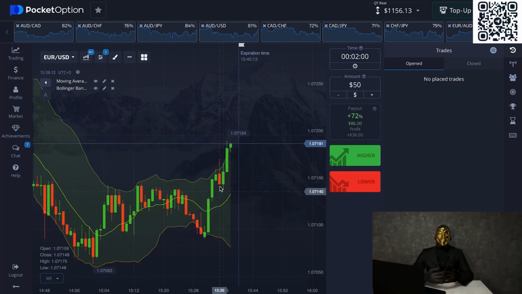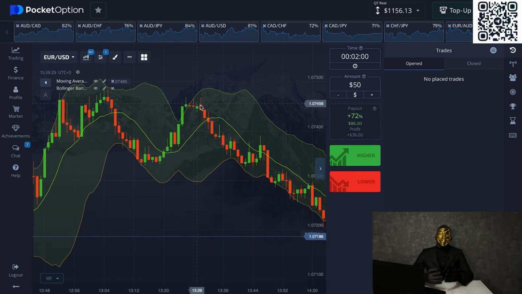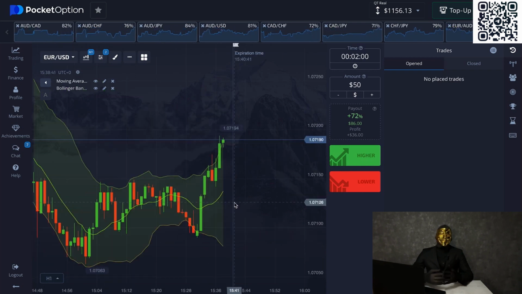The same thing is on the contrary: when the price moves from the upper border of the Bollinger Bands indicator and crosses the moving average line from top to bottom, we open a deal for a decrease at the moment of crossing, also for 2 minutes, and also get a profit. Let's check how effective this strategy works.